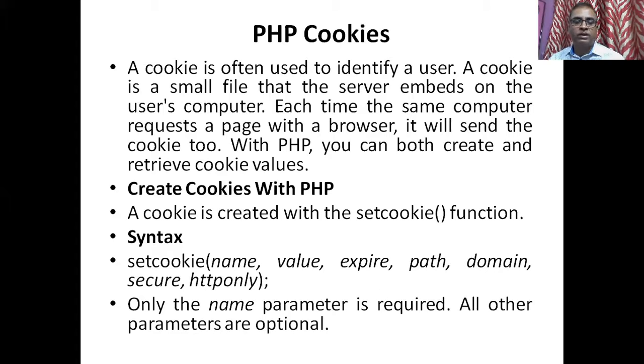So how are we going to create a cookie with PHP? A cookie is created with the function called setcookie. So we have to call the function setcookie for creation of the cookie. The parameters of setcookie are the name of the cookie, the value of the cookie, the expiry date of the cookie, path and domain, secure, and HTTP only. These are some of the parameters which you can pass to set the cookie. Only the name parameter is required and all other parameters are optional.